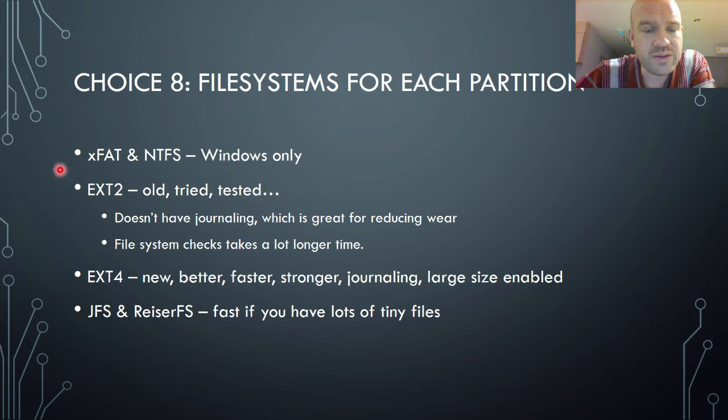ext2 is the old tried and tested file system for Linux. It used to be on everything, so it should be entirely bug-free by now. The bad thing about this is that it doesn't have journaling, so file system checks take a lot longer because it doesn't journal what it was doing with the files. On the other hand, the good thing about this is that it doesn't have journaling, because that's great for reducing wear.